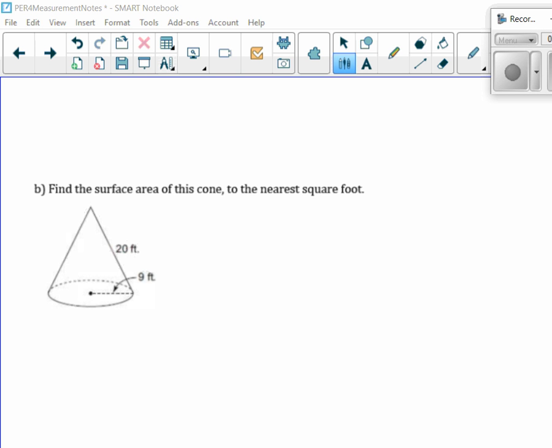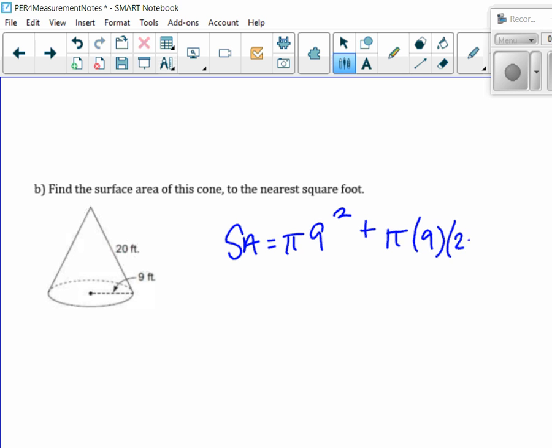Okay, let's do the next one here. Again, this is on your formula sheet. You don't have to memorize this, right? So pi 9 squared plus pi 9 times 20. Okay, it's saying to the nearest square foot, so what would this be? 820 feet squared.